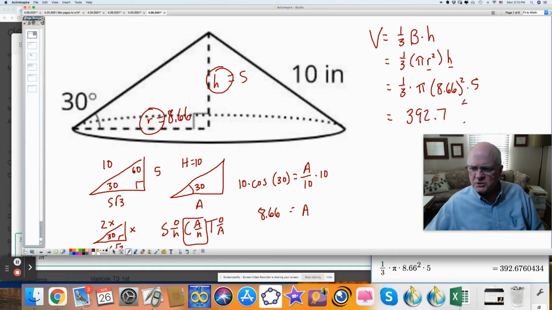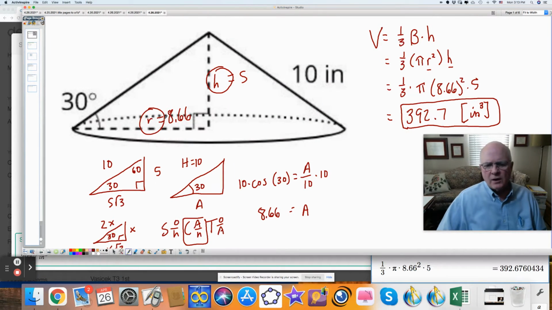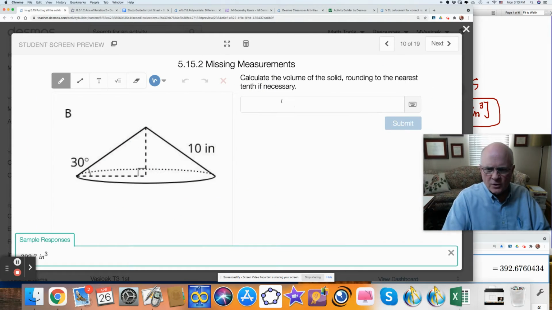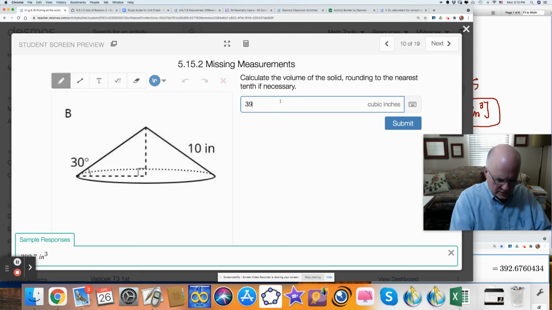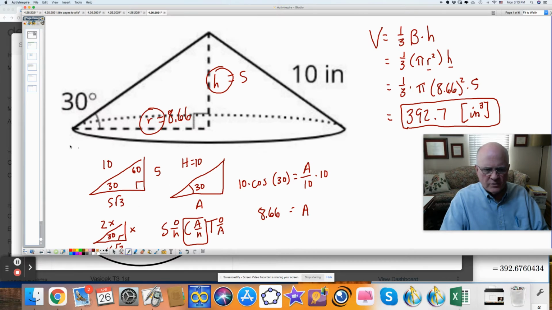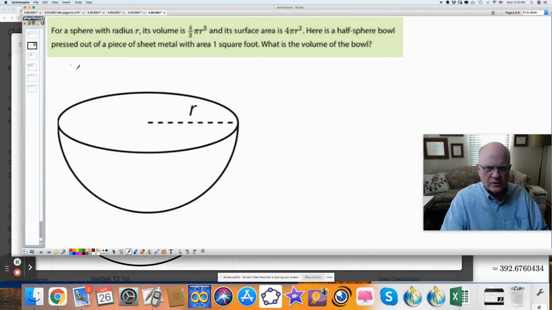And this would be in inches cubed because it's a volume. Inches is a length measurement, and it takes 3 lengths: a length component, width, and height, or radius times height. If you plug this into your Desmos, 392.7 rounded to the nearest tenth, it gives you instant feedback as to whether or not you did it correctly. The next problem that we did was one involving this hemisphere, or half of a sphere.